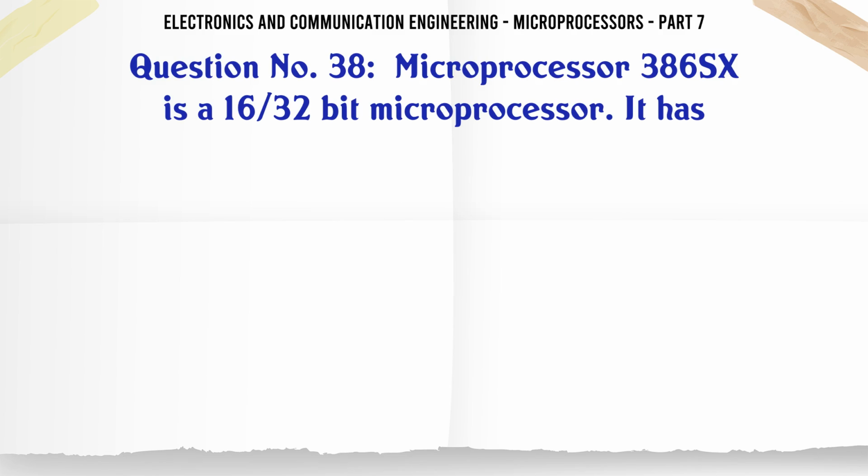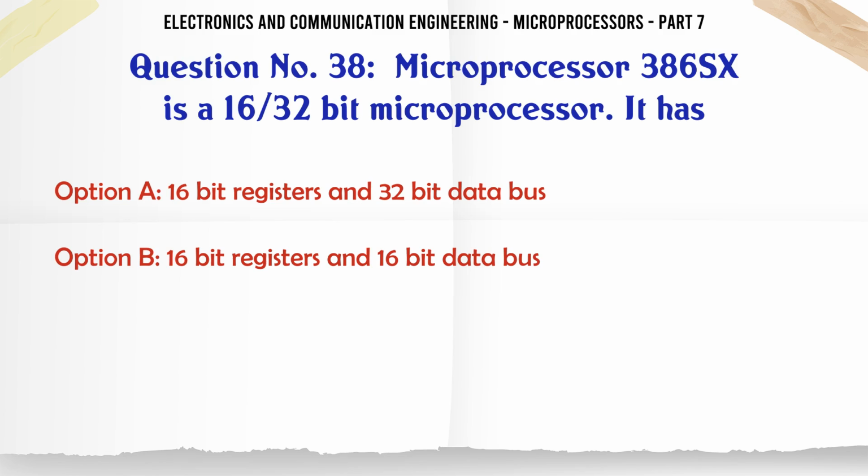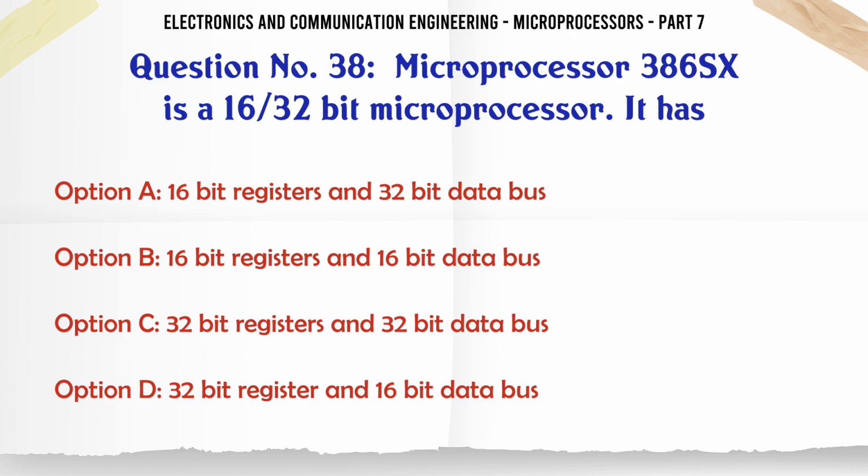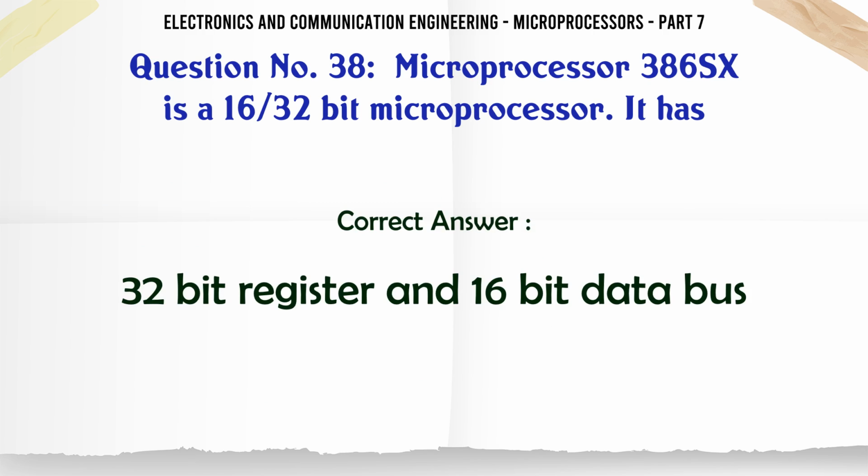Microprocessor 386SX is a 16/32-bit microprocessor. It has A. 16-bit registers and 32-bit data bus, B. 16-bit registers and 16-bit data bus, C. 32-bit registers and 32-bit data bus, D. 32-bit register and 16-bit data bus. The correct answer is 32-bit register and 16-bit data bus.